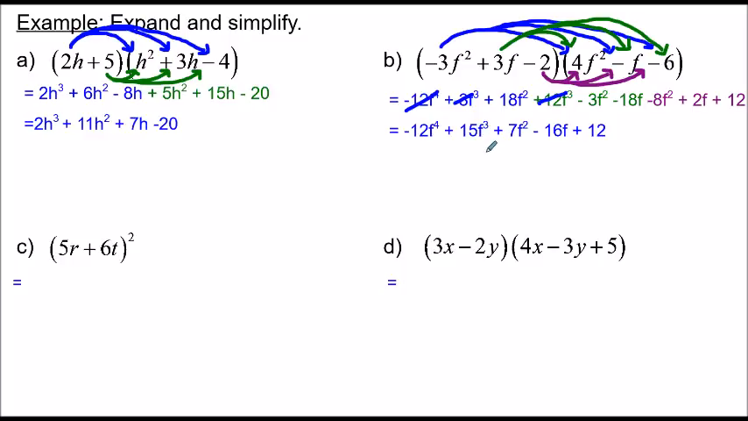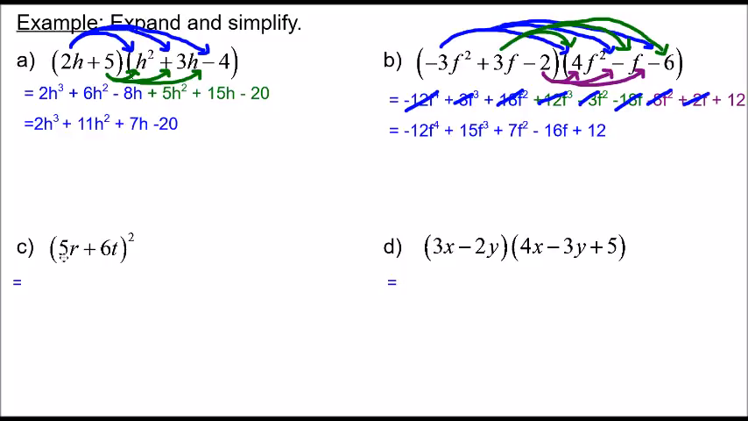I'll look at my f squareds next. I have 18f squared minus 3f squared, so that'll give me 15f squared, minus 8f squared. So 15 minus 8 is positive 7, so I will have 7f squared. I have negative 18f plus 2f will give me negative 16f, and my 12 is just going to be at the end there again.